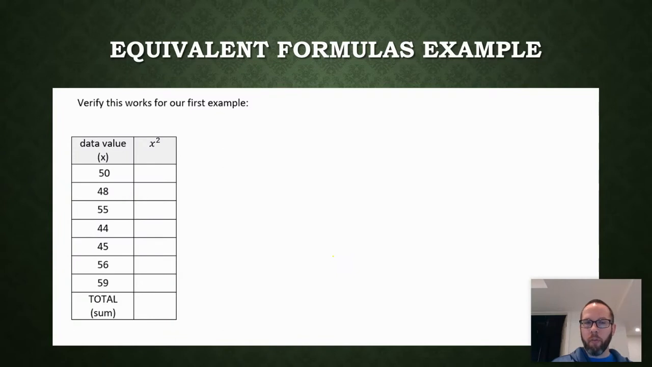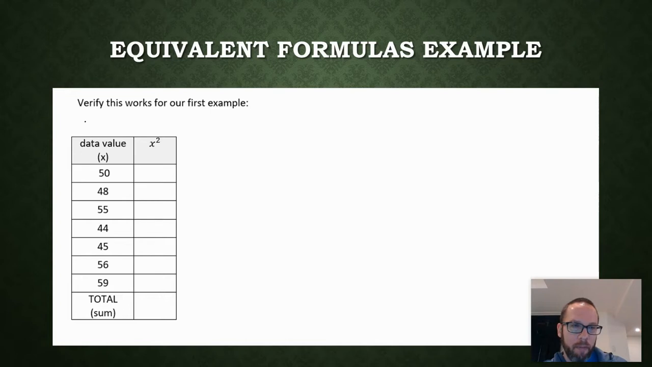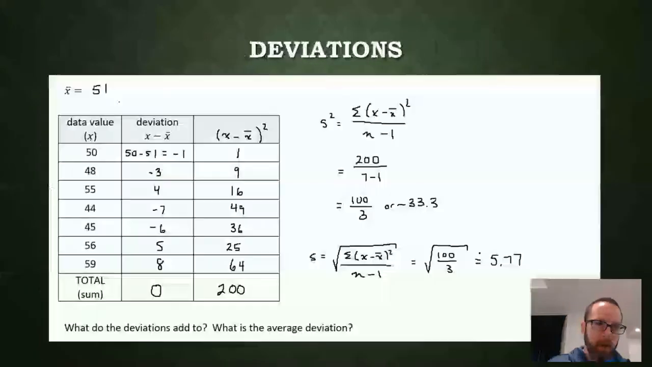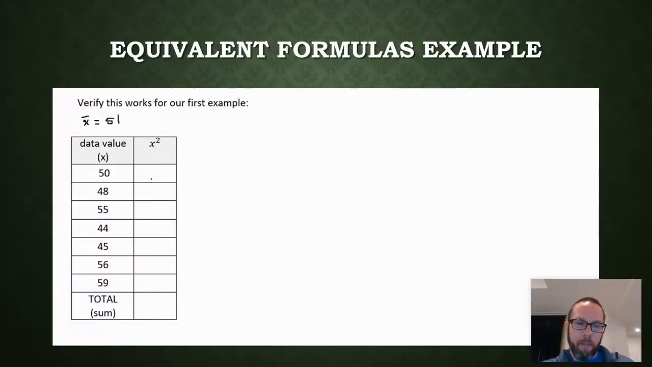So let's verify this works with our first example. So we'll switch back to black here. For our first example, the mean was 51. I'm just going to be paranoid right now and actually check that. Yeah, it's 51. And the reason you may prefer these formulas is that if you're doing things by hand, all you need to do is square the data values. It just saves you a bit of work. Now, these numbers will be a bit bigger. So if you want to do this along with me, we just need to find all these squares. Yeah, it can save you some work.